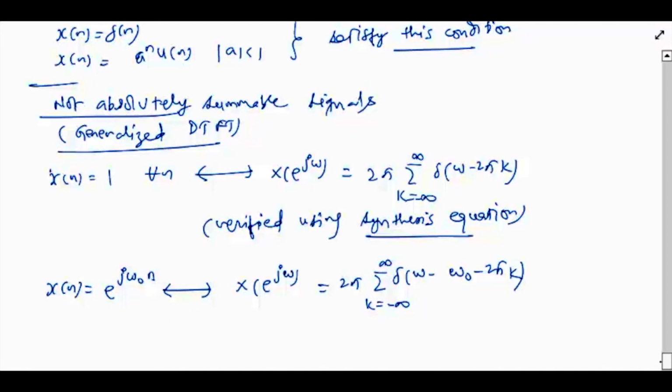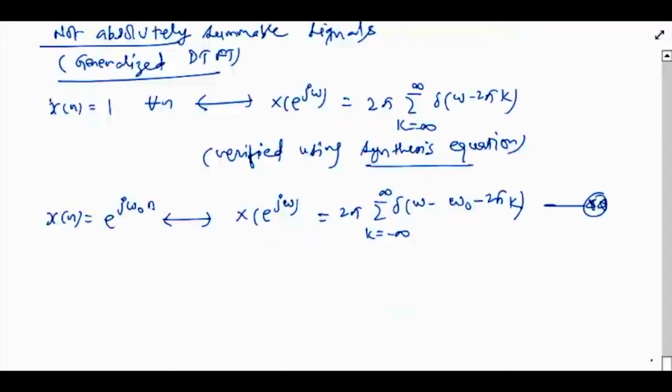We can use this property, let's say double star, along with the linearity property to compute the Fourier transform of periodic signals. Let's see how it is done. So, the Fourier transform of periodic signals.